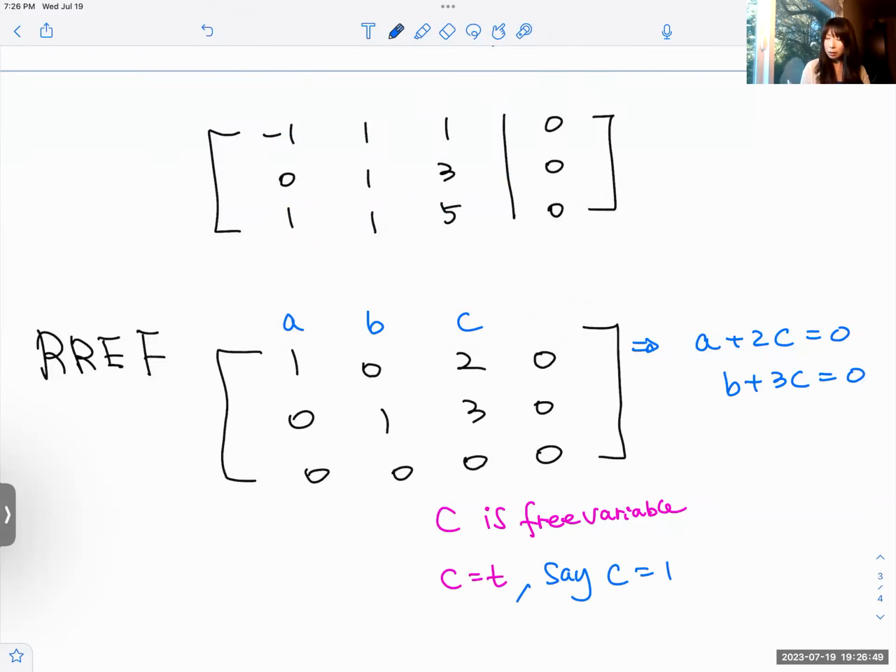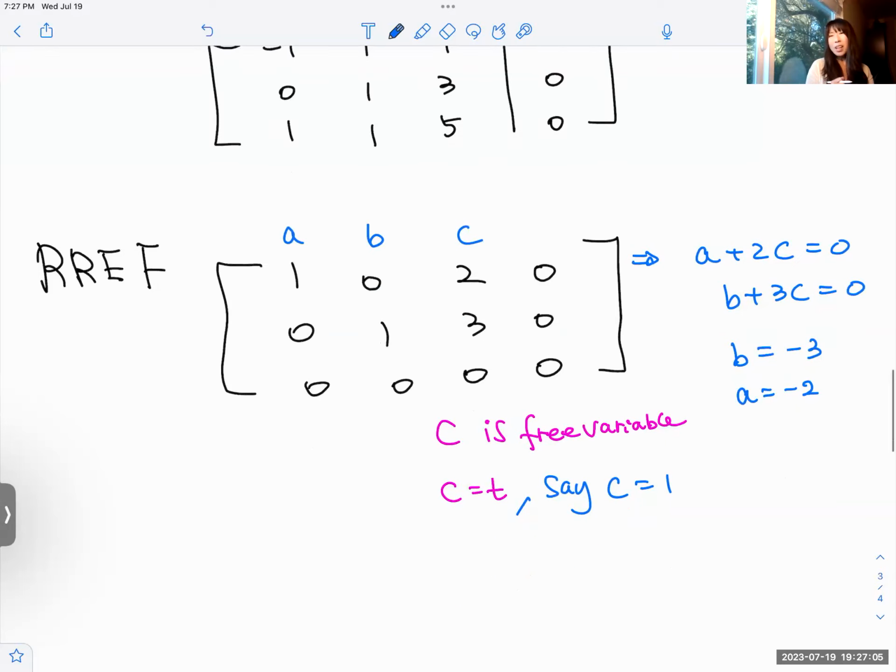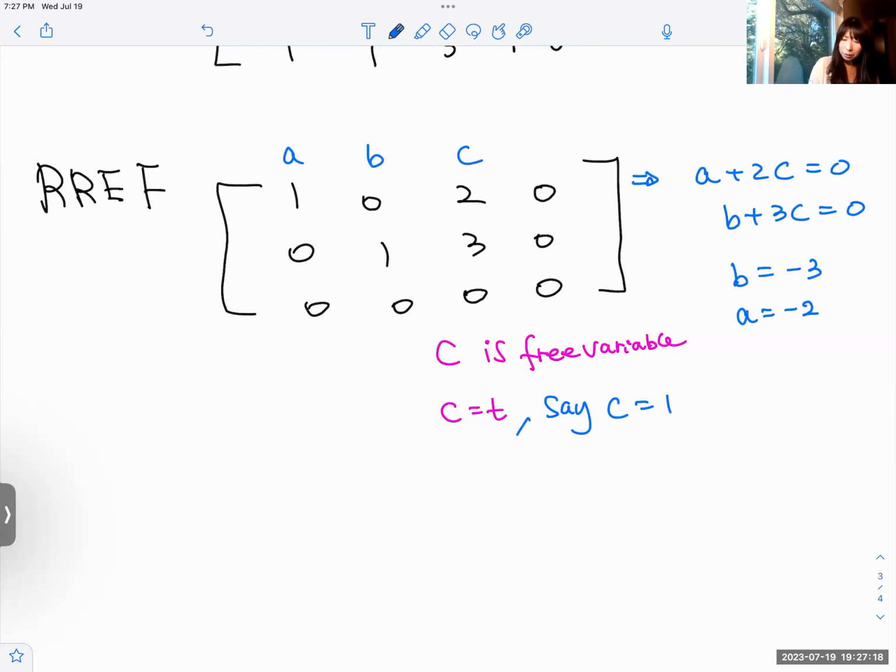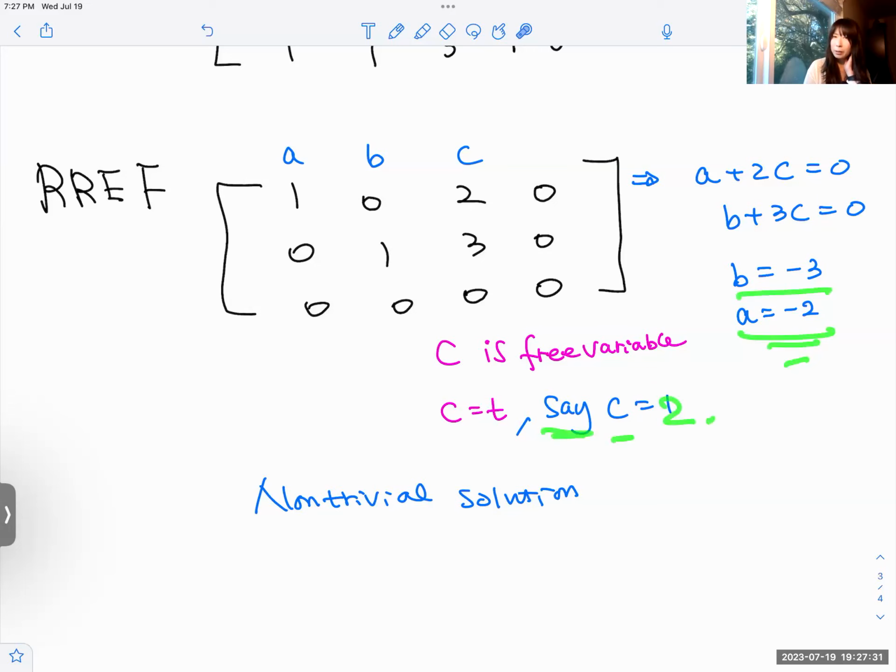If C equal to 1, what's B? B will be -3, right? And A equal to -2. So that's not a trivial solution. Trivial solution means every A, B, C must be 0, so this is a non-trivial solution. And if we say C equal to 2, then we get a different solution, right? So there are infinitely many solutions.